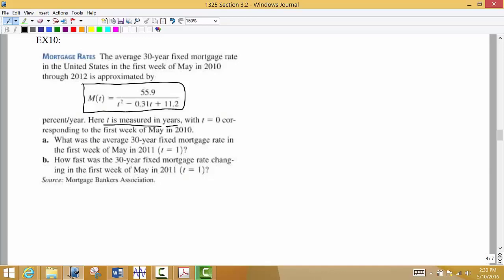And our first question is, what was the average 30-year fixed mortgage rate in the first week of May in 2011? So when T equals 1. So notice here we're not asking for a rate of change. We're not saying how fast it was changing in part A. In part A, we just want to know what the mortgage rate was in 2011. So I'm going to take the function as is, and I'm going to put a 1 in place of T.